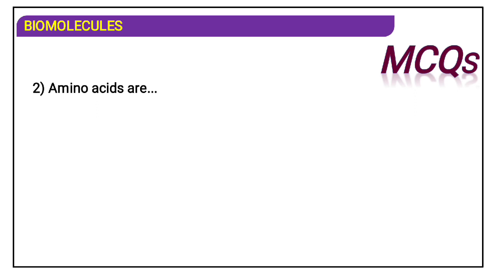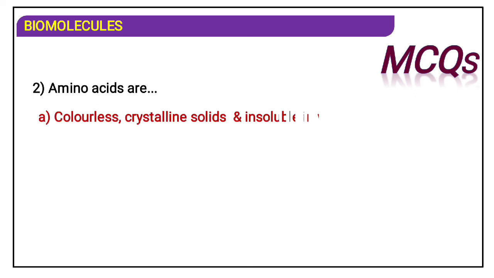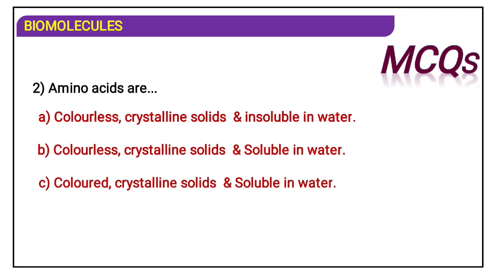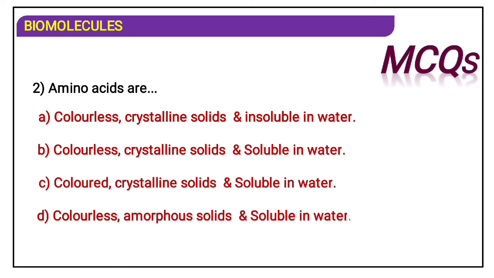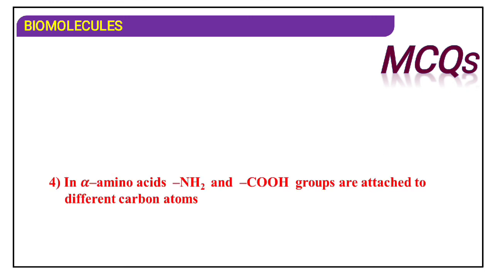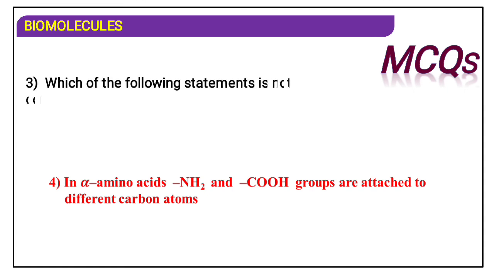Next one. The amino acids are colorless and crystalline and insoluble in water; colorless, crystalline, soluble in water; colorless, crystalline solid, soluble in water; and the last one, colorless, amorphous solid, soluble in water. The correct option is that amino acids are colorless, crystalline solids, and soluble in water. Why? Because amino acids should be soluble in water so they can be absorbed in our body. That's why amino acids must be soluble in water.